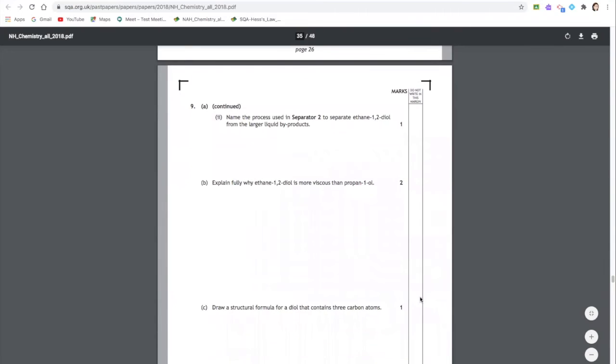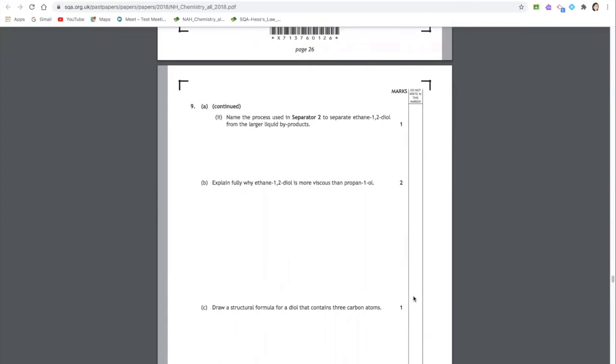And explain fully why ethane 1,2-diol is more viscous than propan-1-ol. So viscosity is its ability to flow. If something's very viscous, it doesn't flow very easily, and that all comes down to the van der Waals forces between the molecules. Ethane 1,2-diol has 2 hydroxyl groups, whereas propan-1-ol only has 1 hydroxyl group, which means the hydrogen bonding in ethane 1,2-diol will be much stronger than in propan-1-ol, which causes the ethane 1,2-diol to have a higher viscosity.